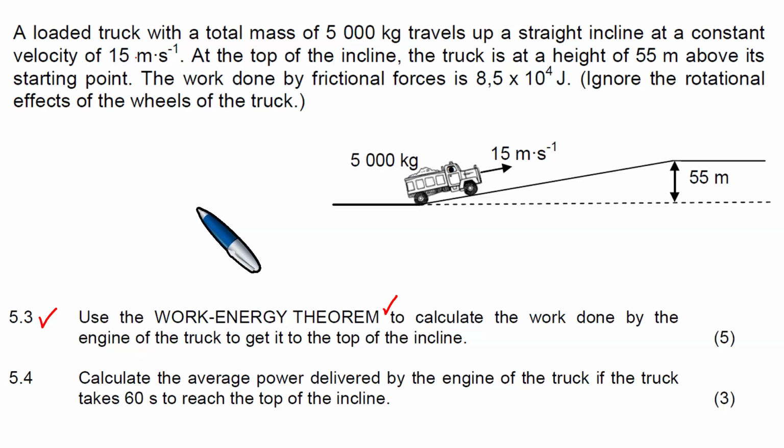We read the question again. A loaded truck with a total mass of 5,000 kilograms travels up a straight incline at a constant velocity of 15 meters per second. At the top of the incline, the truck is at a height of 55 meters above its starting point. The work done by frictional forces is 8.5 times 10 to the fourth power joules. Ignore the effect of the wheels of the truck. Use the work energy theorem to calculate the work done by the engine of the truck to get it to the top of the incline.